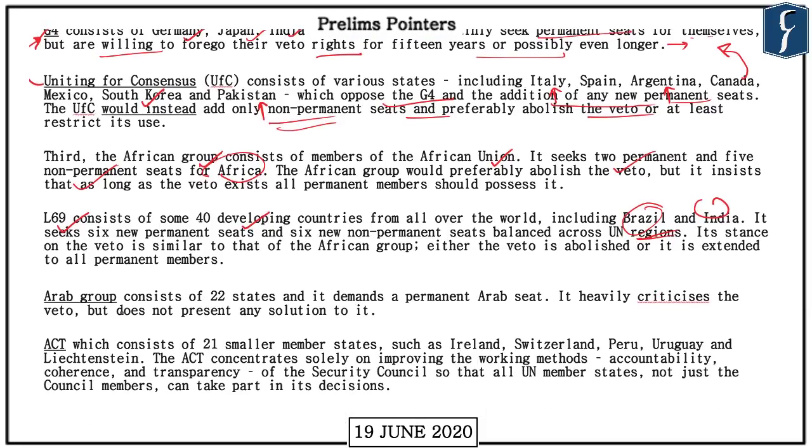Then of course we have a separate grouping for Arab groups. It demands a permanent seat for Arab nations themselves. And then we have ACT or Act, which consists of 21 smaller member states such as Ireland, Switzerland, and various others. Now, they concentrate solely on improving the functioning methods. For example, they try to enforce accountability and transparency mechanisms on the Security Council itself. So they are not after the reform of the membership as such, but they are more interested toward the processes which govern UNSC.